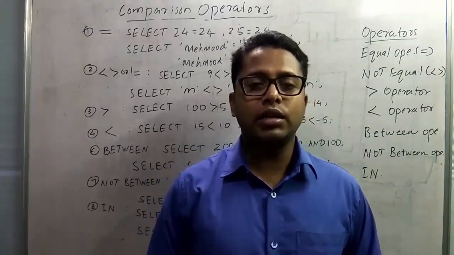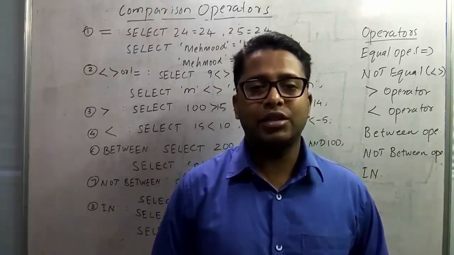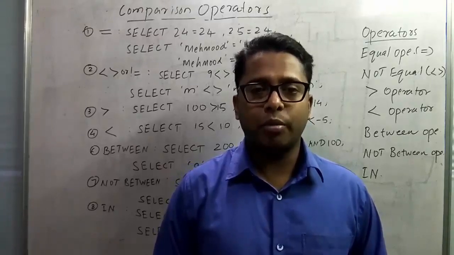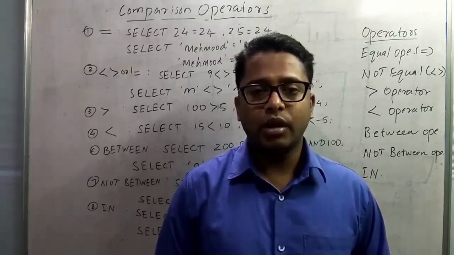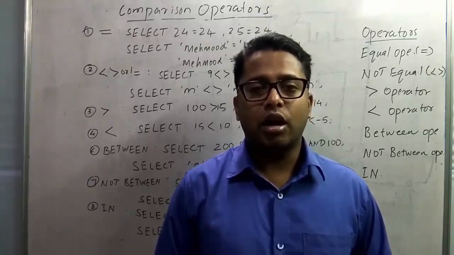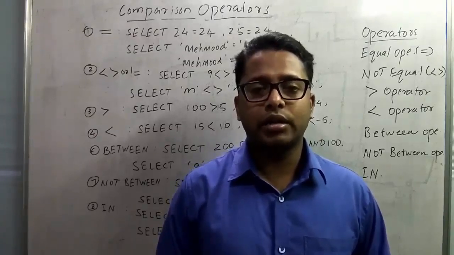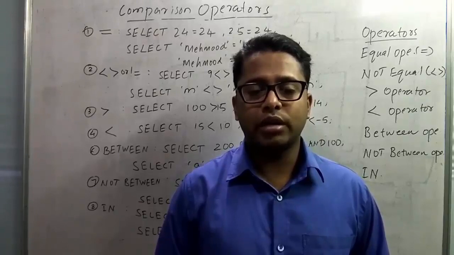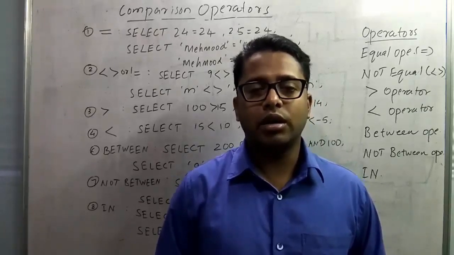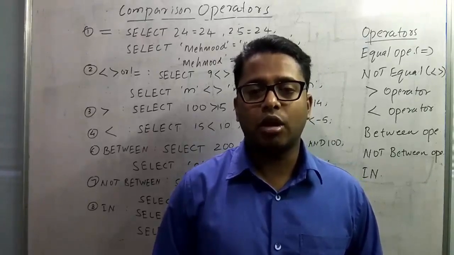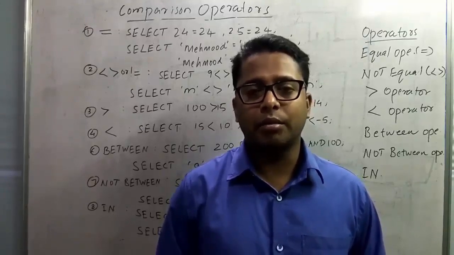In our last video, we learned arithmetic operators. And in this video, we will learn comparison operators. There are different types of comparison operators for comparing two operands and giving the result. Comparison operators include the equal operator, not equal operator, less than operator, greater than operator, between operator, not between operator, and in operator. In this video, we will discuss how each comparison operator performs when you use these operators with numbers.